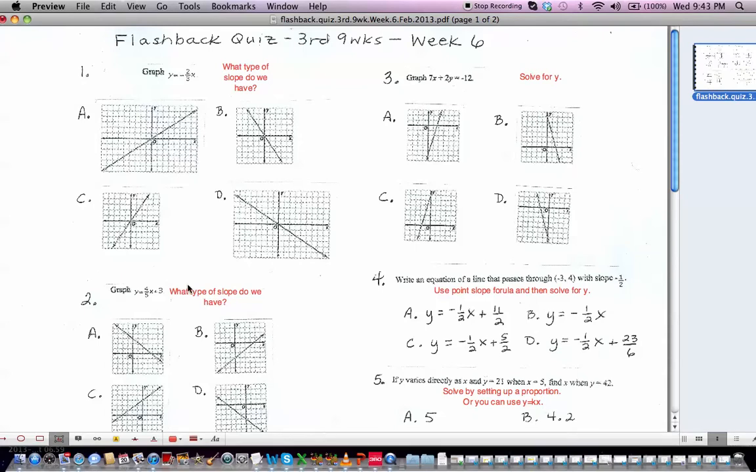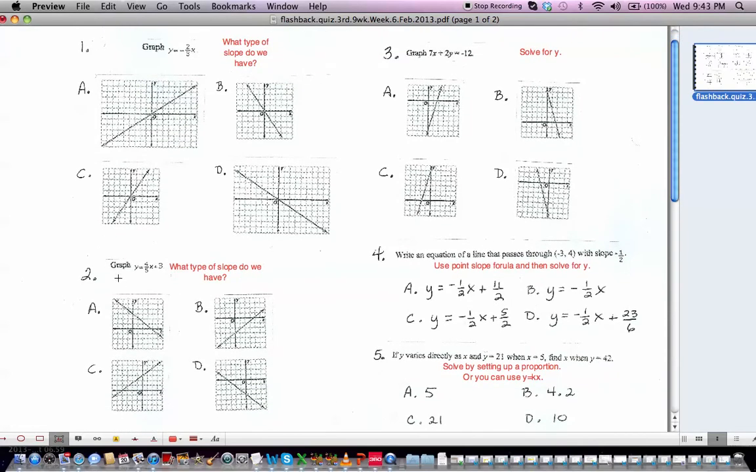Okay? Number 2. Looking at the graph, y equals 4/5 x plus 3. What type of slope do you have? Is it positive or negative? Now, I would put this in my calculator, hit the graph button, and then see which line you got. Also pay attention to your y-intercept. It's a positive 3. So think about what type of line you got, and then think about your y-intercept.